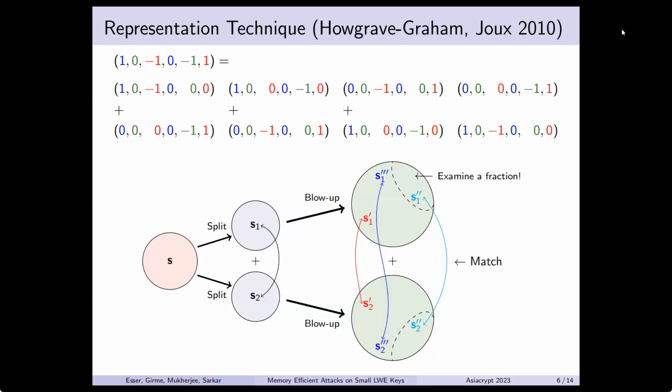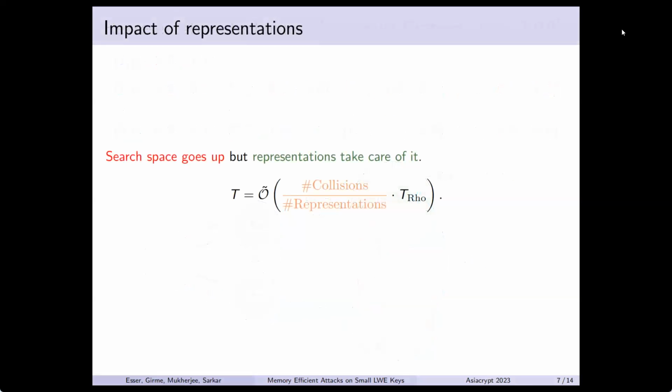But now we blow up the search spaces for S1 and S2, and now you have many representations of S. So you have, let's say, S1' plus S2' is also S, then S1'' plus S2'' is also S, and S1''' plus S2''' is also S. Now it is sufficient to find any one of these pairs. So this lets us only examine a fraction of the total. You don't have to go through all the pairs, you just have to examine a fraction of it. So we are going to see how this impacts the time complexity.